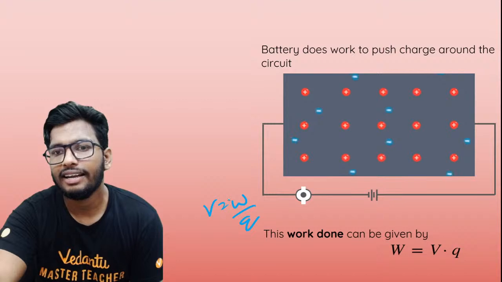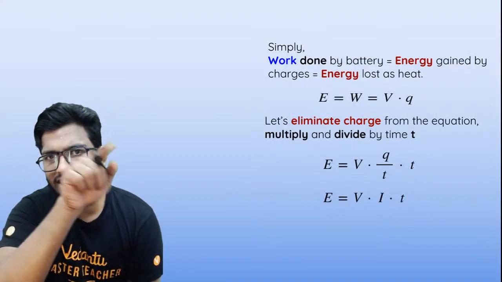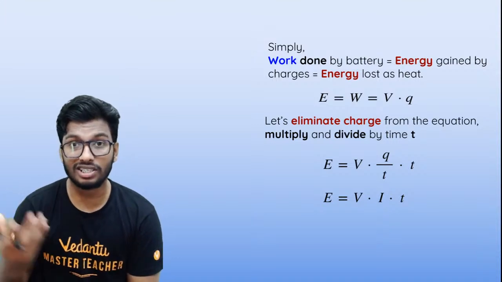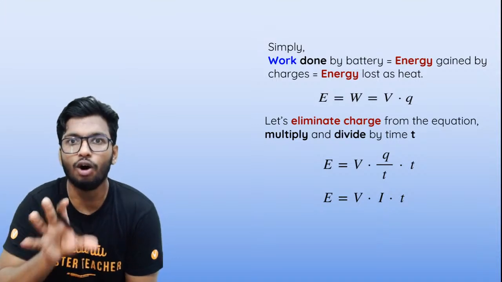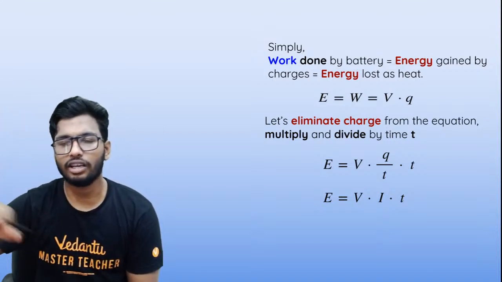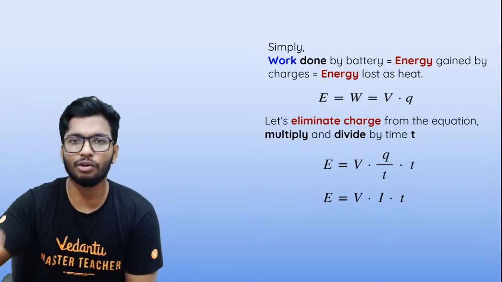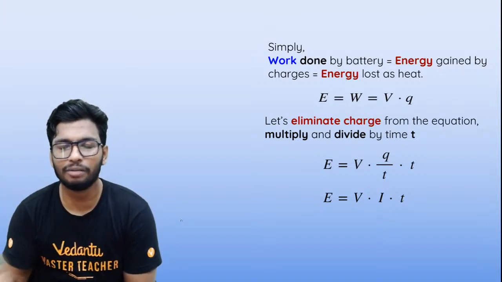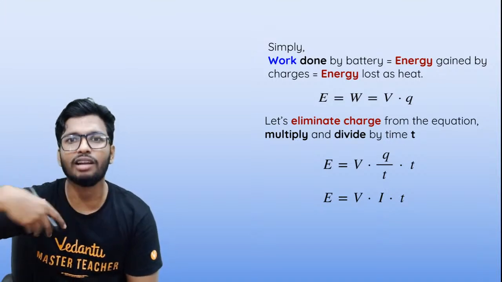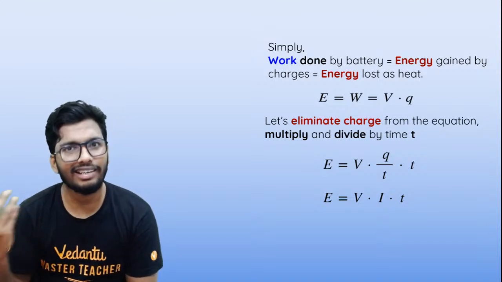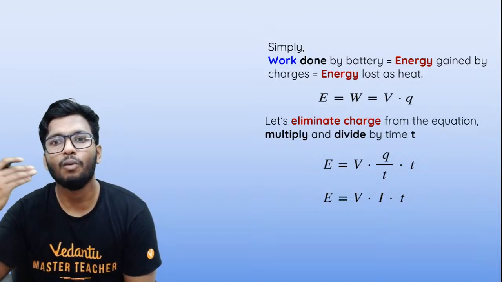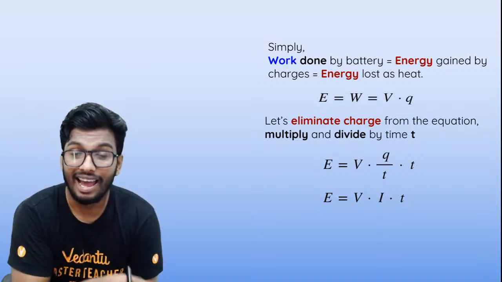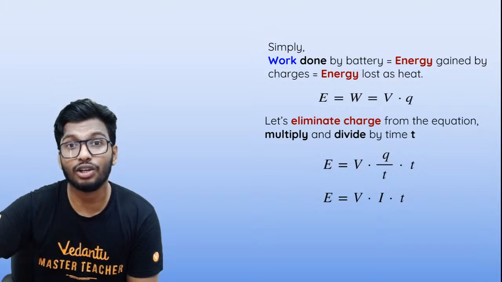V into Q. Now, here's the thing. Whatever is the work done by the battery, that is equal to the energy gained by the charges, because work is done on the charges to push them throughout the entire circuit. And that is equal to the energy lost in the form of heat, because when the electrons are flowing, because of collisions and the resistance, there is energy lost in the form of heat. So whatever is the energy gained by the charges, that is equal to the work done by the battery, and that is in turn equal to the energy lost in the form of heat.